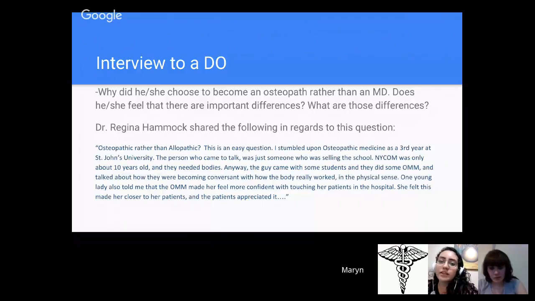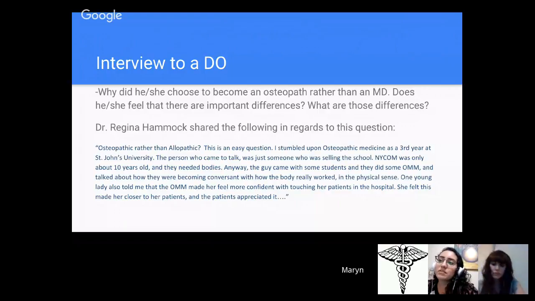They were explaining the concepts about osteopathic medicine and demonstrating osteopathic manipulative medicine, which is a core set of techniques of osteopathy. They talked about how they were becoming familiar with how the body works, and someone mentioned that she felt confident with touching her patients in the hospital, and somehow this created a bond between the patient and the doctor, and they appreciated that.